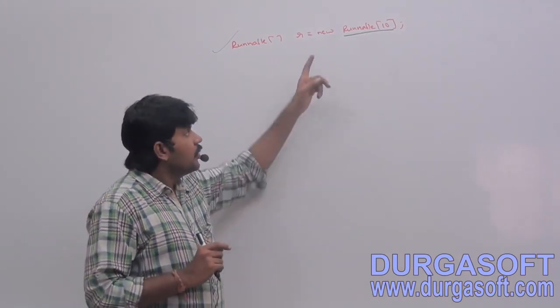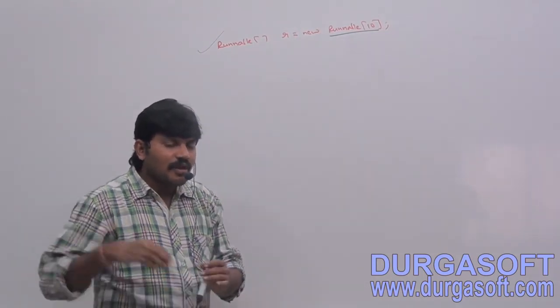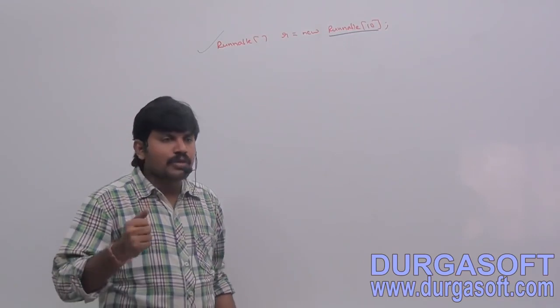Next one. Okay, you created a Runnable array. Then you have to insert Runnable objects, but Runnable is an interface. How can you create an object?